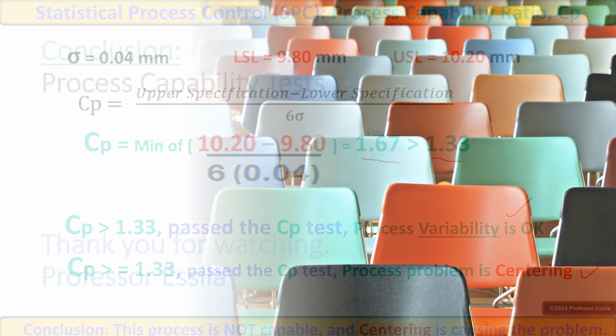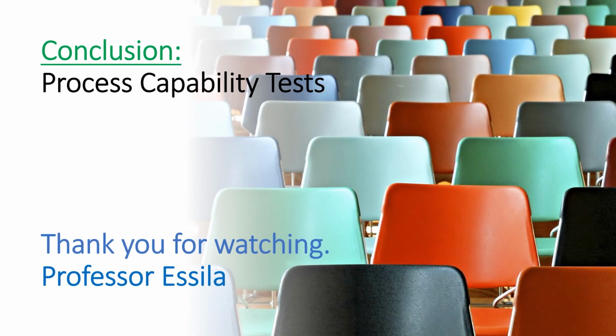variability. Now, in conclusion, understanding and calculating the process capability index Cpk and ratio Cp are crucial for quality control in manufacturing and service processes.